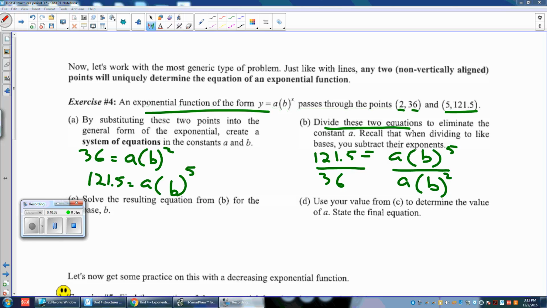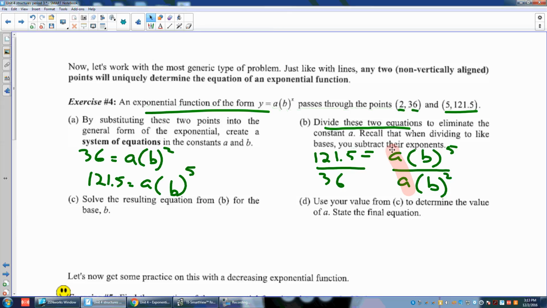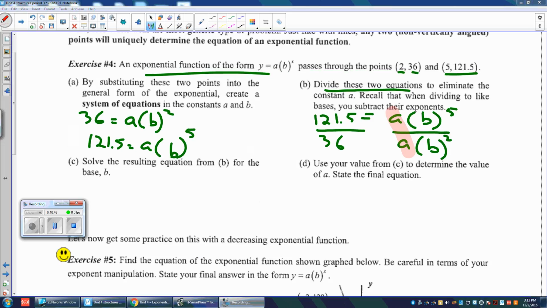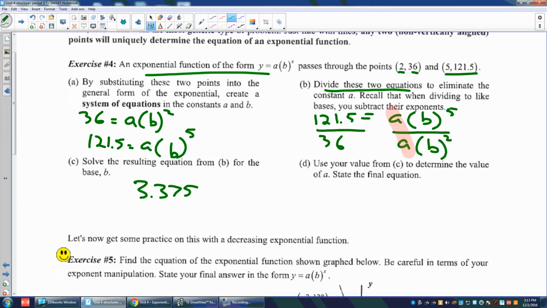Now let's do the arithmetic. A divided by A is nothing. It goes away. So I end up with 3.375, because that's what that is, equals b to the fifth divided by b squared. There seems to be some kind of rule. Oh yeah, 5 minus 2. So it's 3.375 equals b cubed.